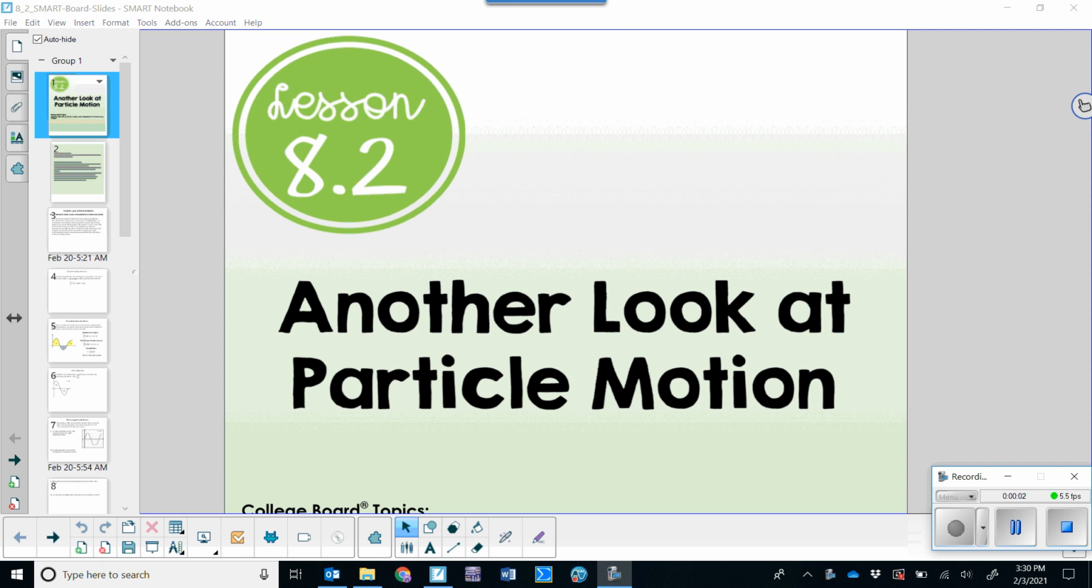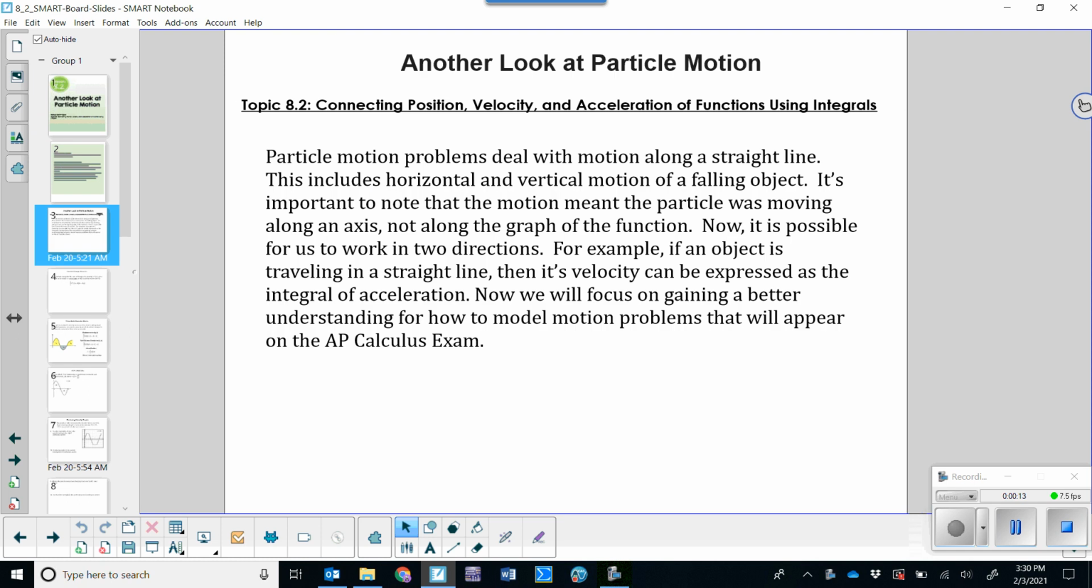Second lesson in Unit 8, and this is another look at particle motion. So we've looked at it before, so we're just going to review some things and then tie some more things together. The type of particle motion problems that we have been dealing with and are going to deal with for a little bit longer is moving on a straight line.